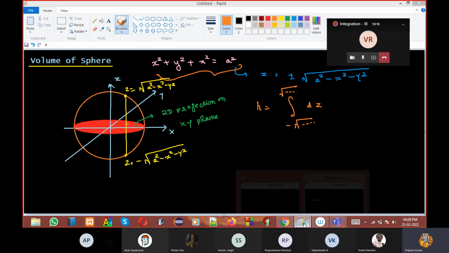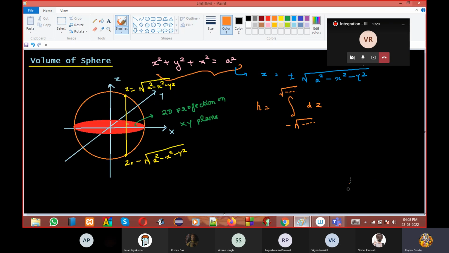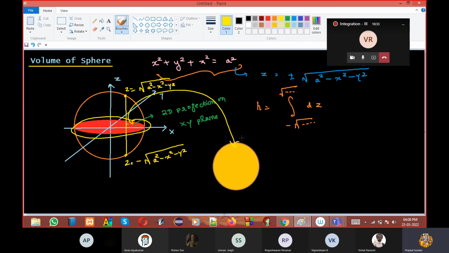So I am applying the second format. I am visualizing the height function itself as another integral. Now for the remaining part, what will you do? For the limits of x and y, it is a normal circle only. This we have already done in double integration. What is the equation of this circle? This circle I am drawing here. The circle equation is x squared plus y squared equal to a squared.